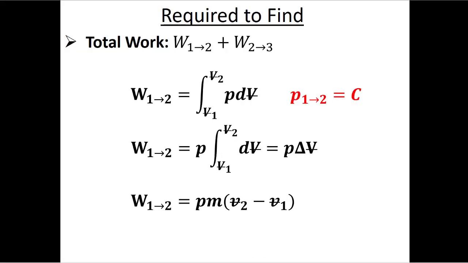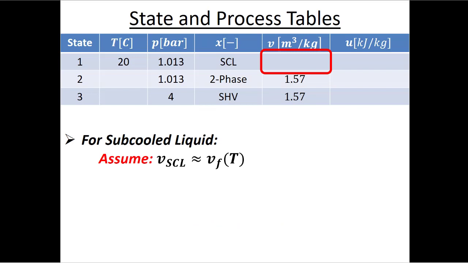So those are specific volumes. I don't know the work, but I do know pressure. I do know the mass. I do know the specific volume at 2, but I don't know the specific volume at 1. So I'm going to have to try to find the specific volume at 1.